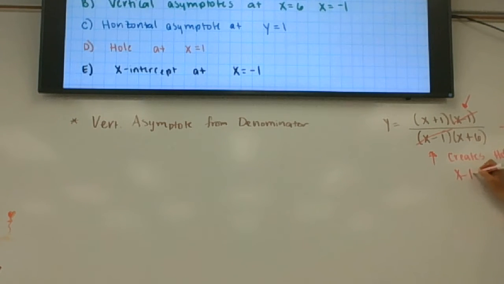So I would do x minus 1 equals 0 and solve it. And I would know that there's a hole in the graph at x equals 1. So that's letter D. We know letter D is true.